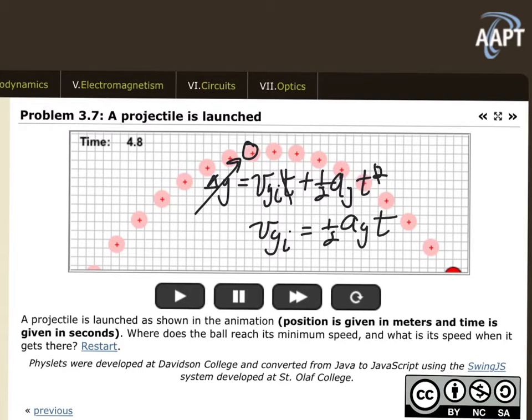Okay, the velocity at the peak is just the x component, right? When you're at the peak of the trajectory, the y component for an instant goes to 0, and the velocity is only the x component. And remember, we found the x component by using delta x over delta t in the beginning. All right, let's move on to the next one.